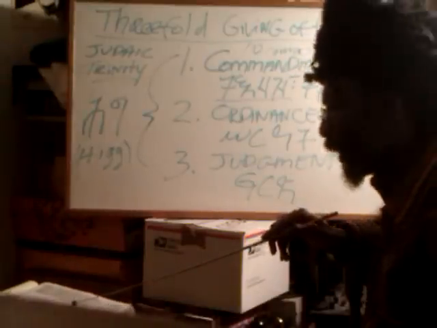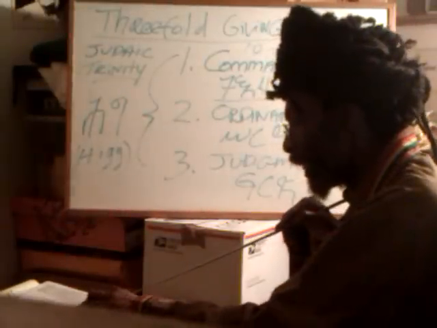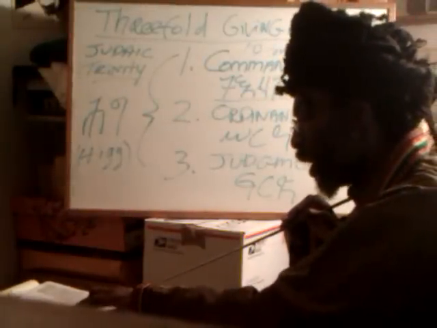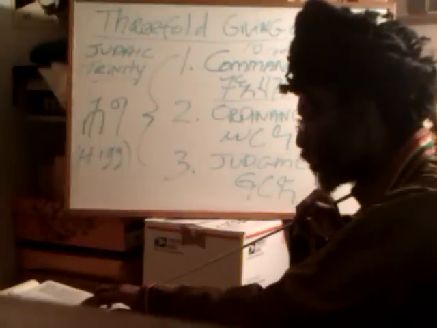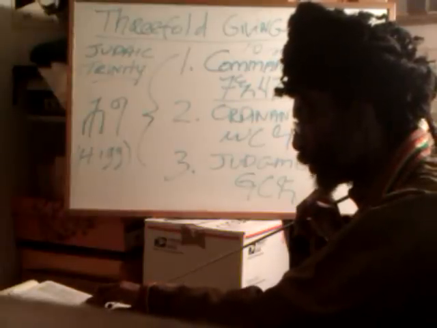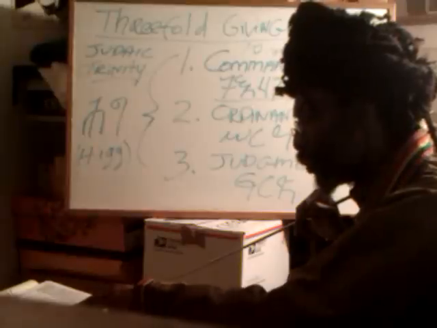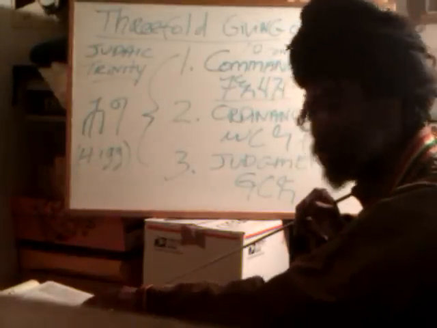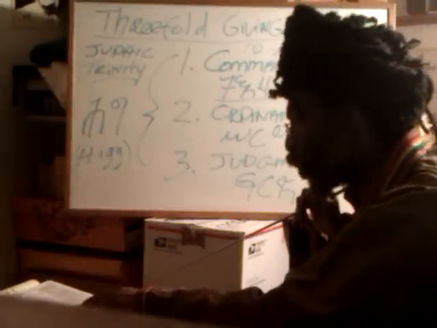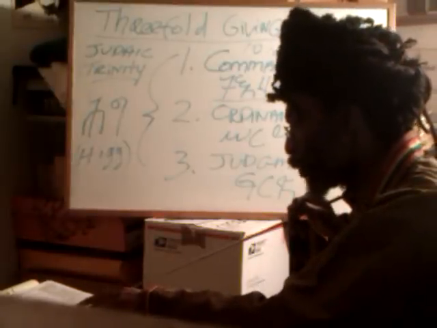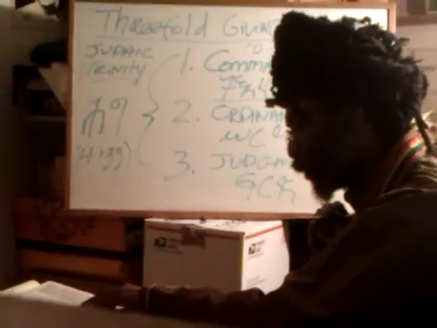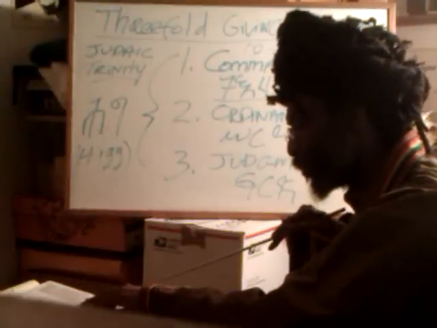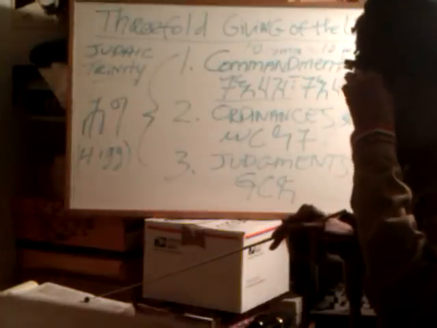It has a footnote here, which speaks on the Mosaic Covenant that was given to Israel, the Beit Israel, in three divisions. And each is essential to the others, and together they form what's known as the Mosaic Covenant, which some might regard as a code.